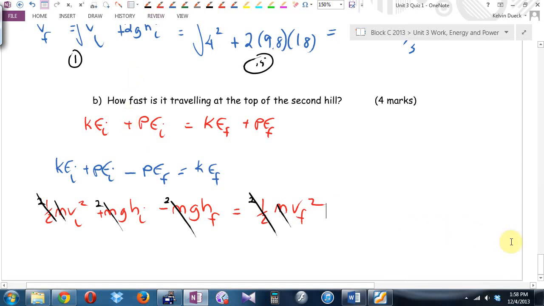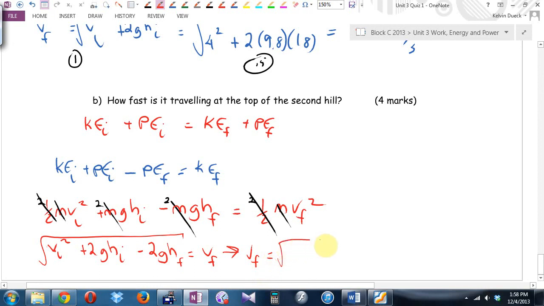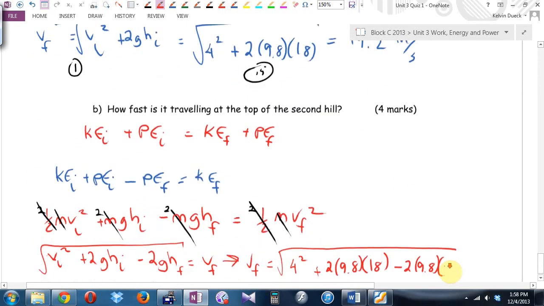I'm running out of room here. Looks like it's going to be VI squared plus 2ghi minus 2ghf equals VF squared. You know what? Square root. Final speed is going to be VI was 4 squared plus 2 times 9.8 times, I think, 18 minus 2 times 9.8 times 10.